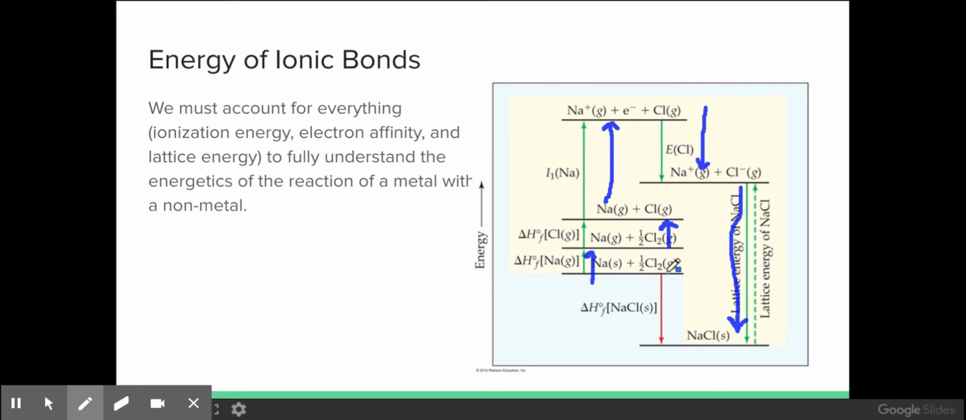All we care about is this overall difference in energy change, right? All of those intermediate steps really don't matter because we only care about, okay, where did we start and where did we end? And for most ionic compounds, the overall energy change is negative from start to finish.